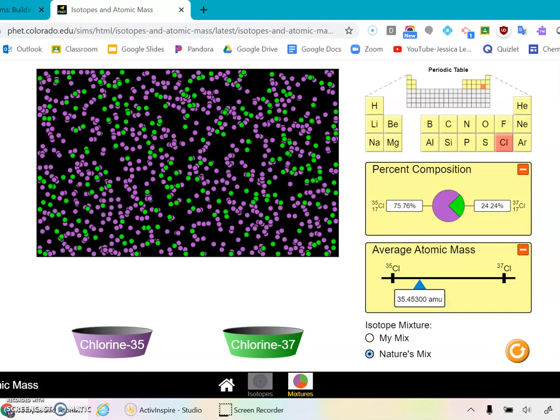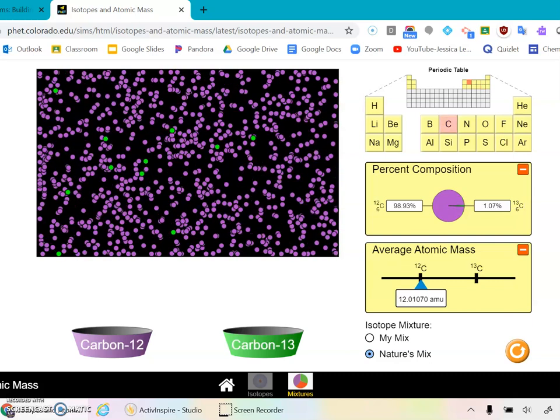In nature, it's going to look way more like this. That 35.76 is pretty close to what we saw, that 35.45 AMU. And you can see the wide variety of your chlorine 35s and chlorine 37s.